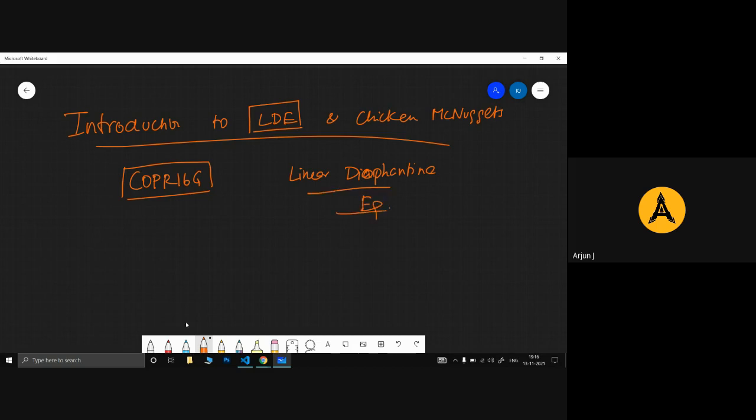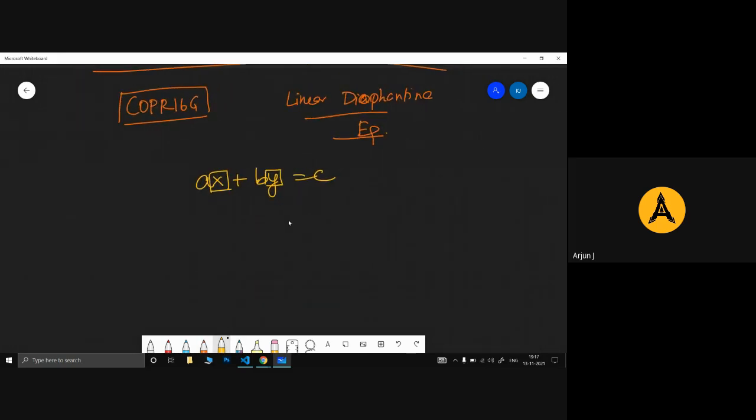So how does this equation look like? It is an equation of the form ax plus by equal to c. There are two variables over here, x and y. And how do we solve such problems? In most of the linear Diophantine equation questions, what you need to find is whether a solution exists or not. If it exists, what the answer is going to be.